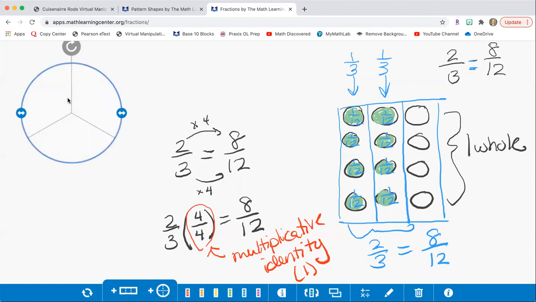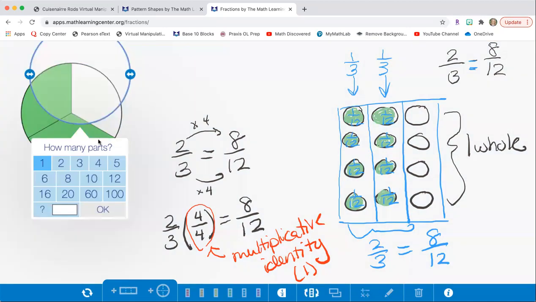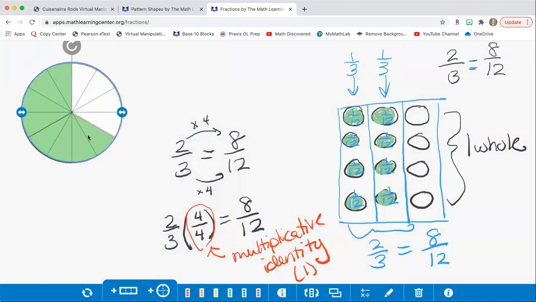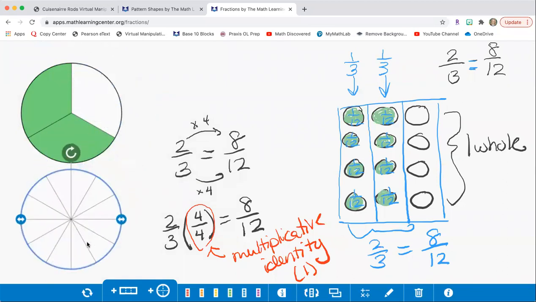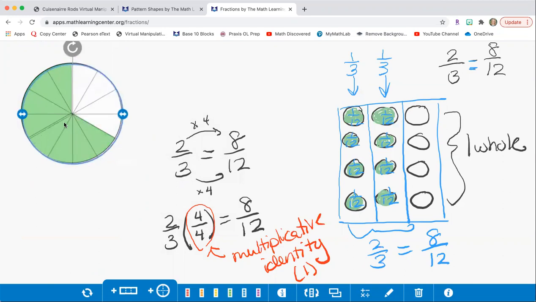So first we have this space, and we can color it in. Let's use green again. So we're going to do 2/3. We can even turn on the labels if you want to verify that. But now let's create another one, and we want to show 12ths. And right here, this is one way we can see they're the exact same size whole.